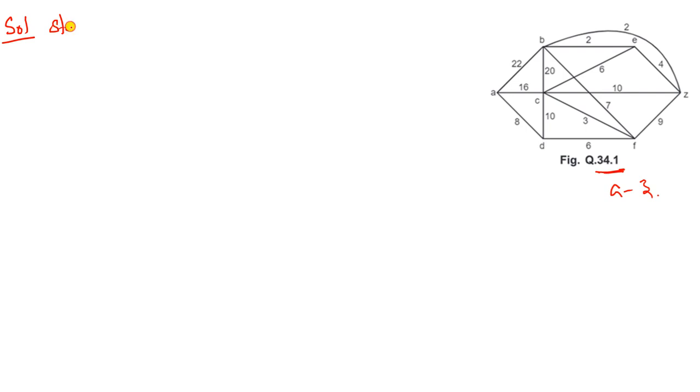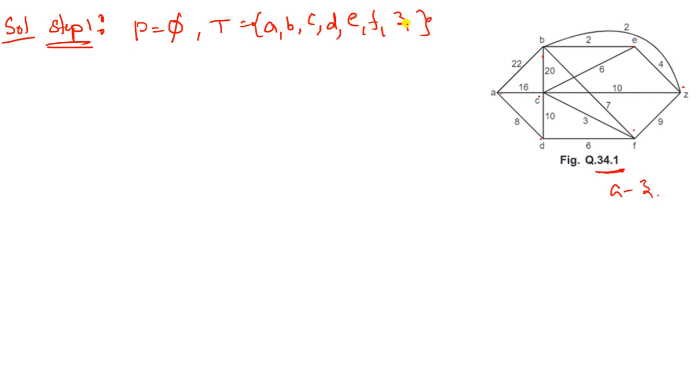In step 1, what do we have to do? Initialization. Do all the initialization. The permanent label will be P, and T is the set of vertices in the graph. So how many vertices are there? A, B, C, D, E, F, Z. 1, 2, 3, 4, 5, 6, 7 vertices are there. So there may be 7 steps. If n vertices are there, then n steps will be there in order to get the length of the path.